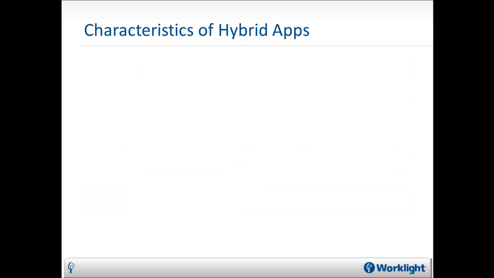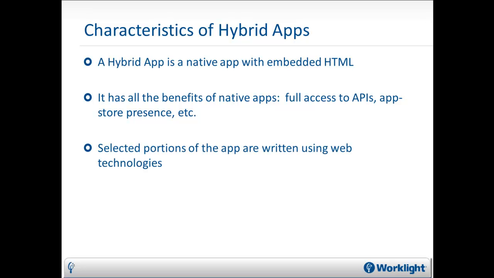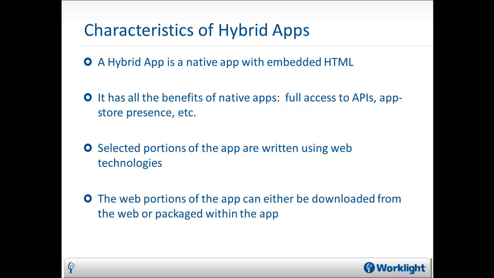A hybrid app is a native app with embedded HTML. It has all the benefits of native apps, full access to APIs, App Store presence, and so forth. Selected portions of the app are written using web technologies. The web portions of the app can either be downloaded from the web or packaged within the app.